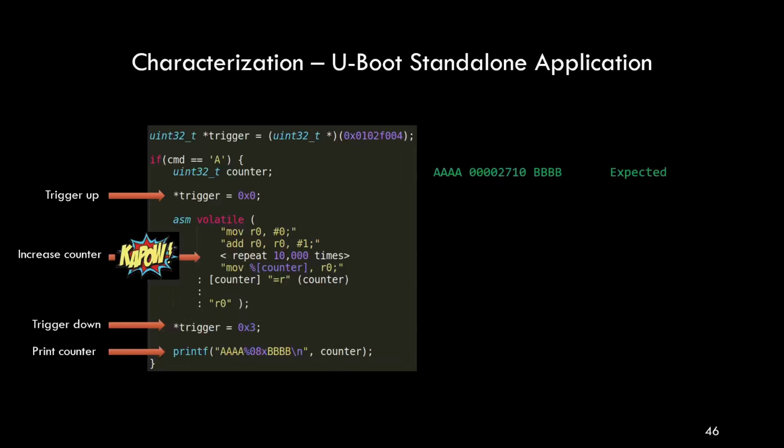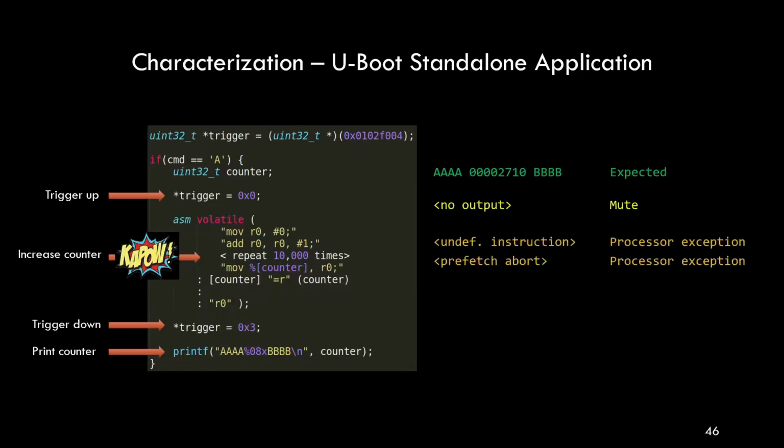So what do we expect once we are doing this? Well, if we inject a glitch that is not strong enough, then we expect the counter to be the value of 10,000, because that's the amount of add instructions that you execute. In hex, that is 2710. If we glitch too strong, then we expect no output at all. The printing cannot happen, or the device simply resets.